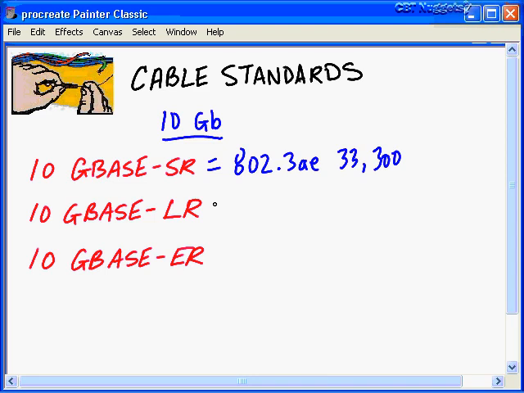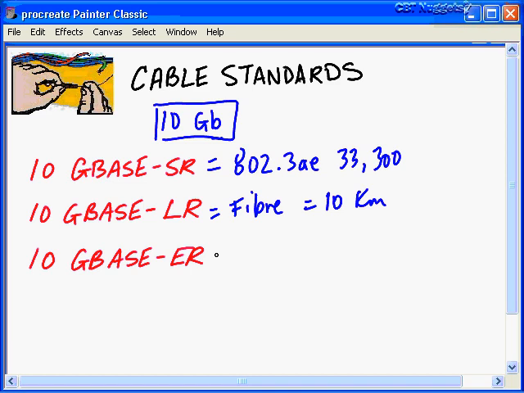10GBase-LR, also a 10 gigabit per second transfer rate using fiber optic cable. I'll just put fiber, and distances up to, so I'll put equal to 10 kilometers. So up to 10 kilometers maximum distance. So you can see how this can be used in the backbone, let's say, for a large enterprise corporate campus, maybe a metropolitan area network, maybe something like a city government, something like that.